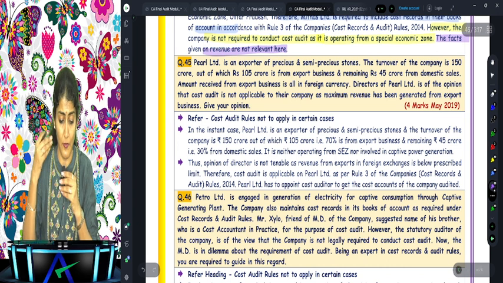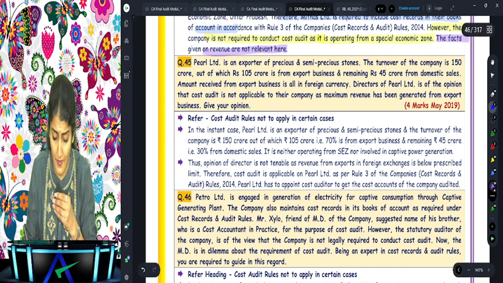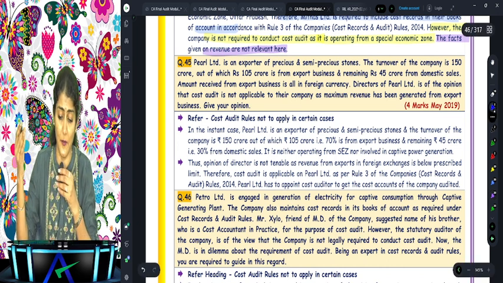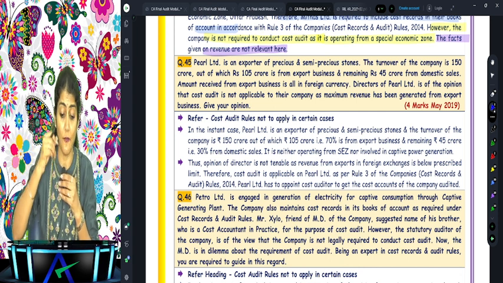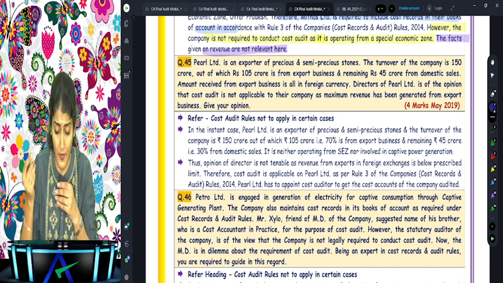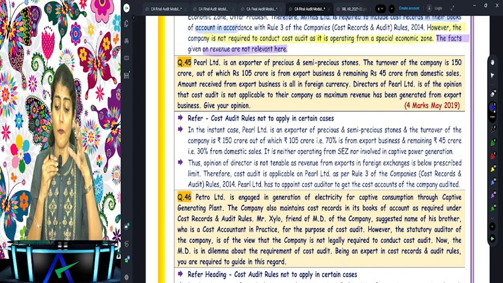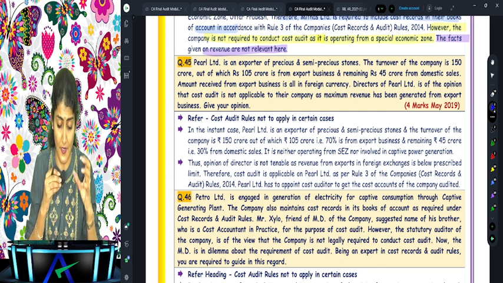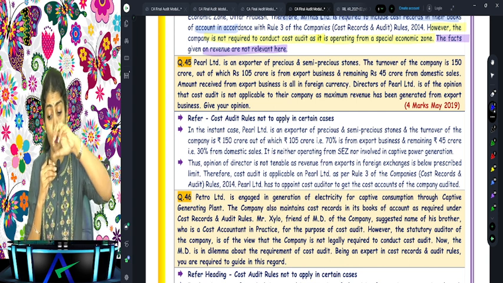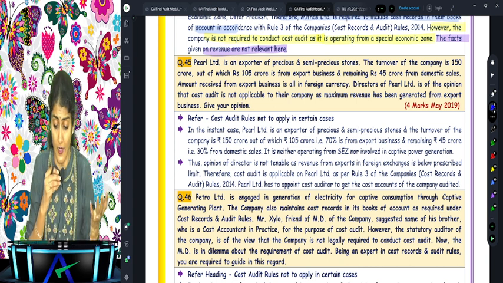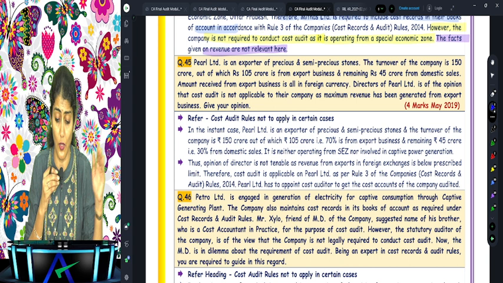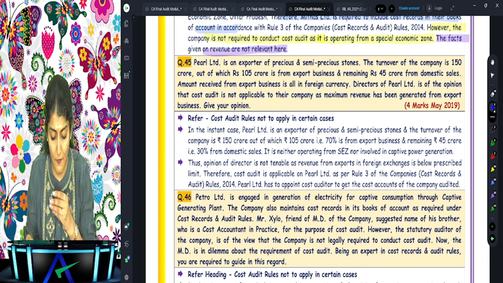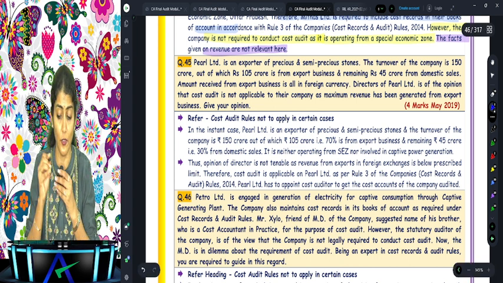Next, question number 45. Pearl Limited is an exporter of precious and semi-precious stones. Turnover of the company is 150 crore, out of which 105 crore is coming from the export business and the remaining 45 crore is coming from domestic sales. The amount received from export business is all in foreign currency. Directors of Pearl Limited are of the opinion that cost audit is not applicable as maximum revenue has been generated from the export business, right?